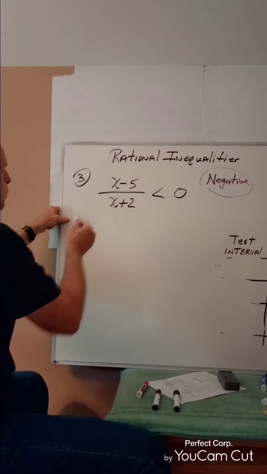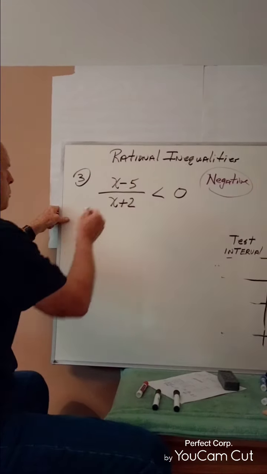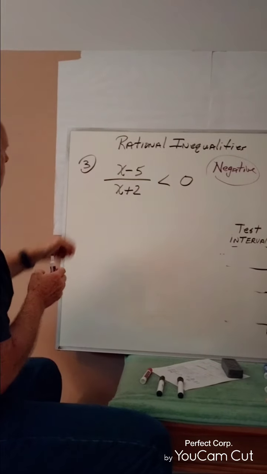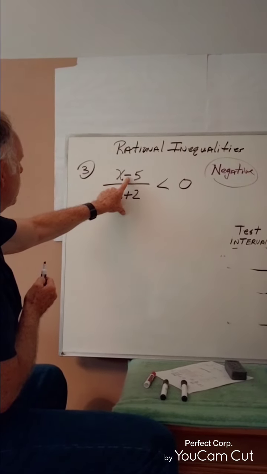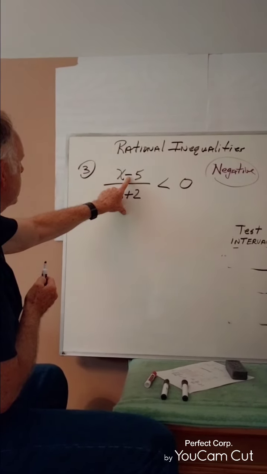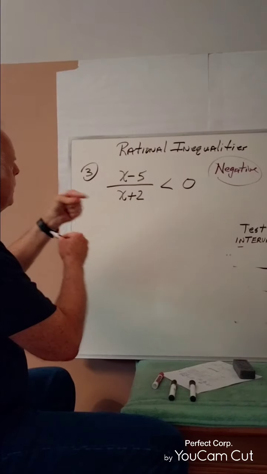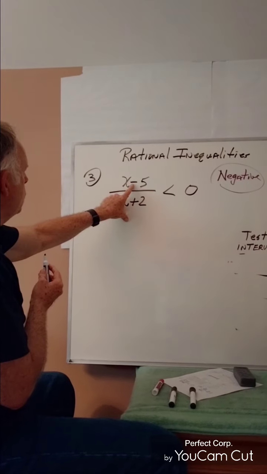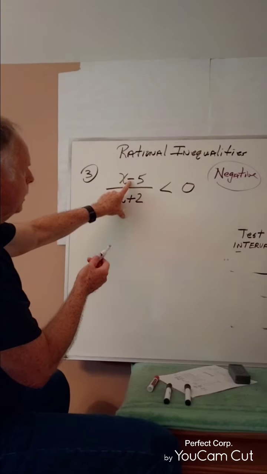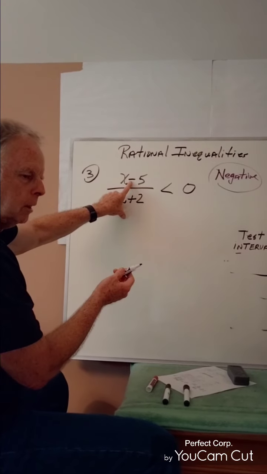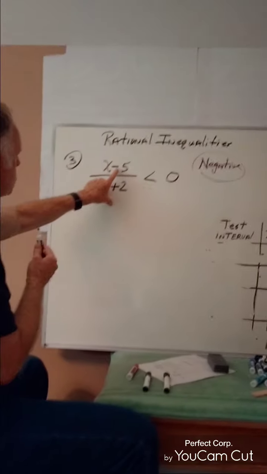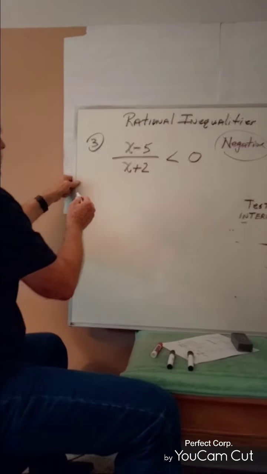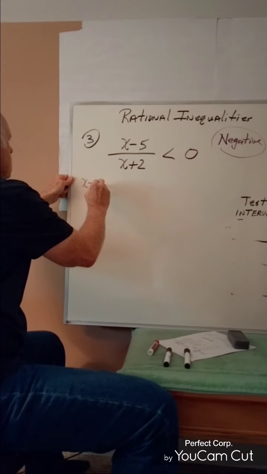Now, here's the nice thing about rational inequalities. There really isn't any factoring that needs to be done, because our critical values are found by setting the numerator equal to 0 and setting the denominator equal to 0. Let me define each one of them. When we set the numerator expression equal to 0, the value we obtain will be the x-intercept. That will give us one of our critical values. So we're going to take that x minus 5 and set it equal to 0.